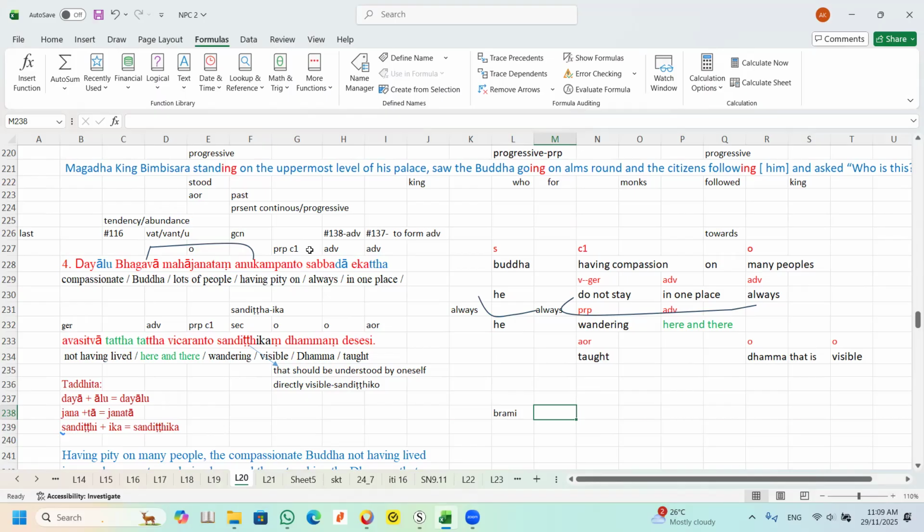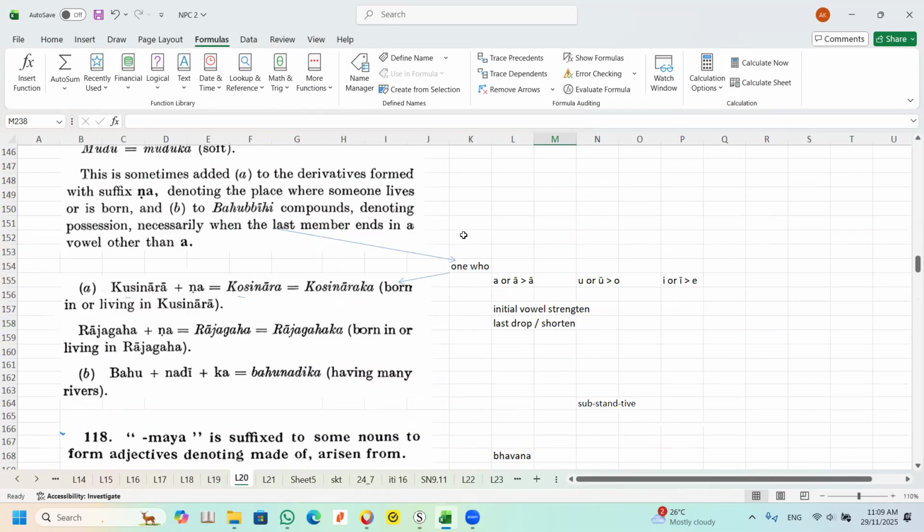And if you want to refer back, where does this come from? You look at this, 116. Okay, before 11, this is 116. Let me go back to here first.